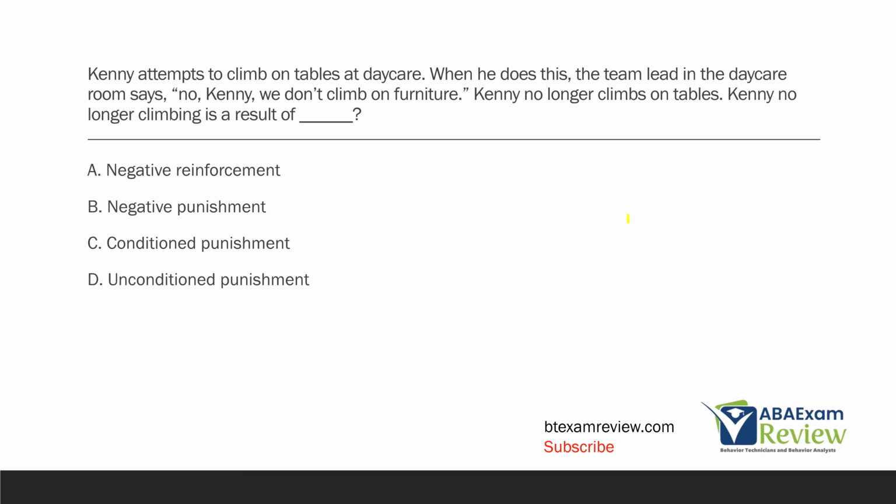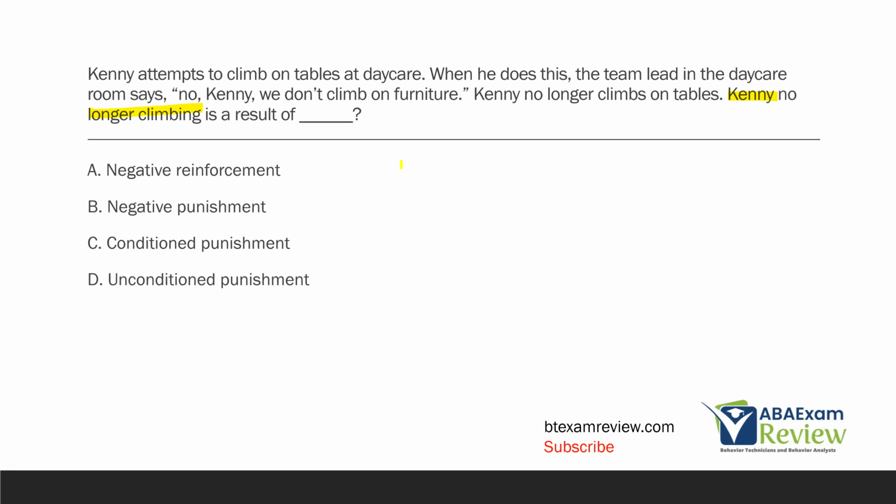All right, so we've got what appears to be a consequence question because we're looking at whose behavior? Kenny's, and that's the first thing you always want to do in behavior questions: identify whose behavior you are looking at. And so we're looking at Kenny. And what is Kenny doing? Well, he's no longer climbing. So he at one point was climbing on tables at daycare. Now he's not. And so what has happened to his behavior? Has it increased or decreased?